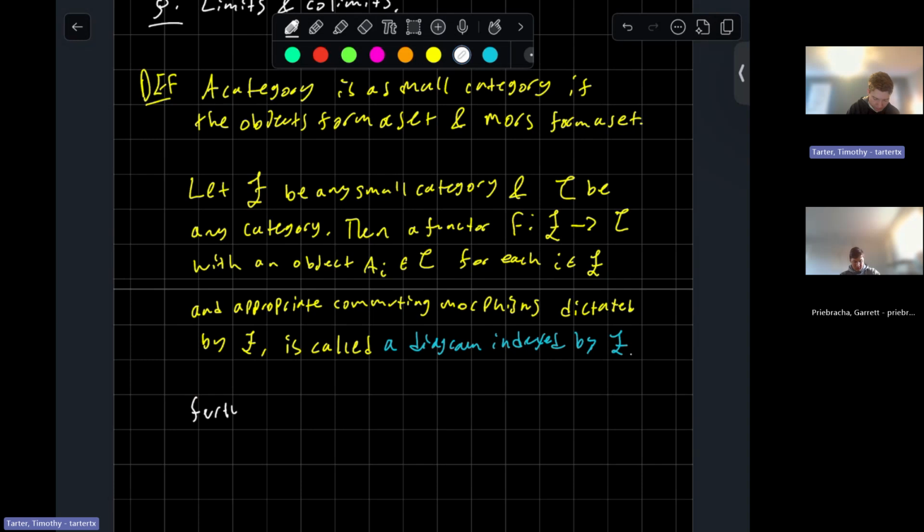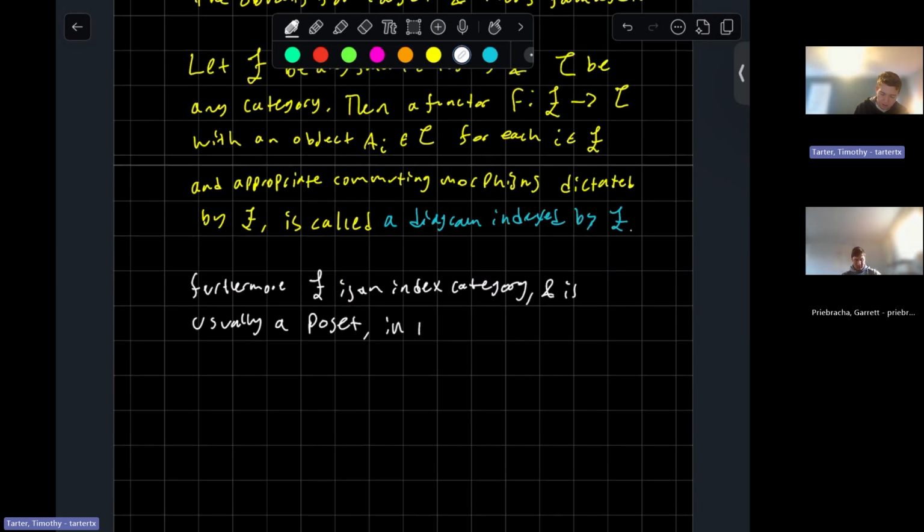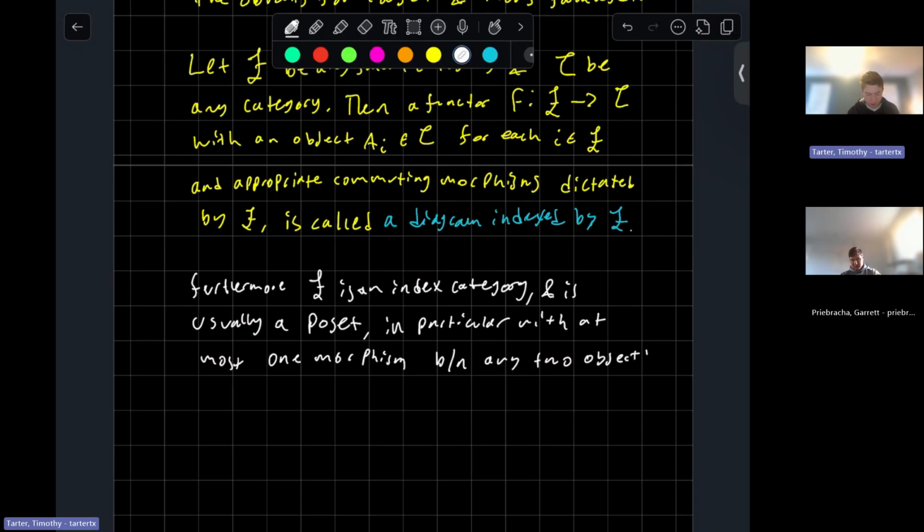Furthermore, script F is an index category, and is usually a partially ordered set, in which, in particular, there is at most one morphism between any two objects.